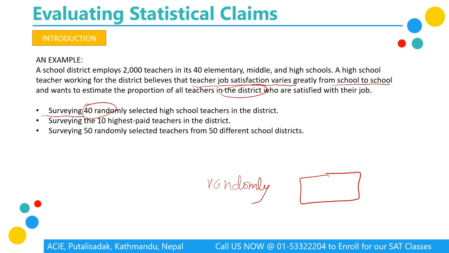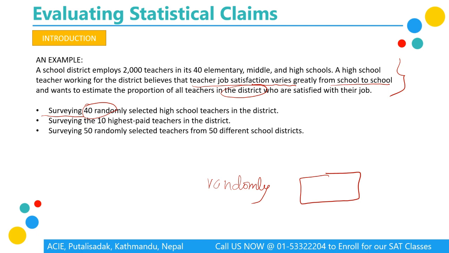The second way of surveying says surveying the 10 highest paid teachers in the district, which does not make sense. First of all, throughout the text there is no talk of payment or how much they earn. Also, even using some common sense, if you survey the 10 highest paid teachers, they obviously are going to have better job satisfaction because they are earning more money.